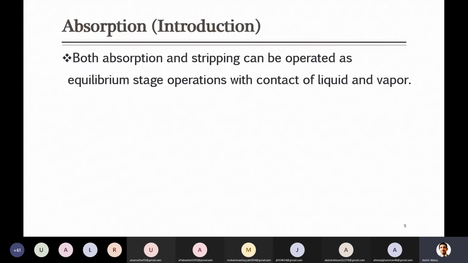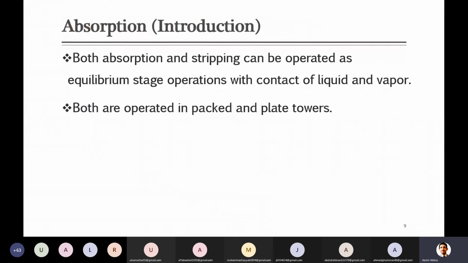Absorption and stripping are both operated as equilibrium stage operations, in which we bring liquid and vapor into contact. As we discussed, what is absorption and what is stripping. In both cases, liquid and vapor come in contact, so there should be an equilibrium stage operation in which they reach some equilibrium and then move to the next stages.